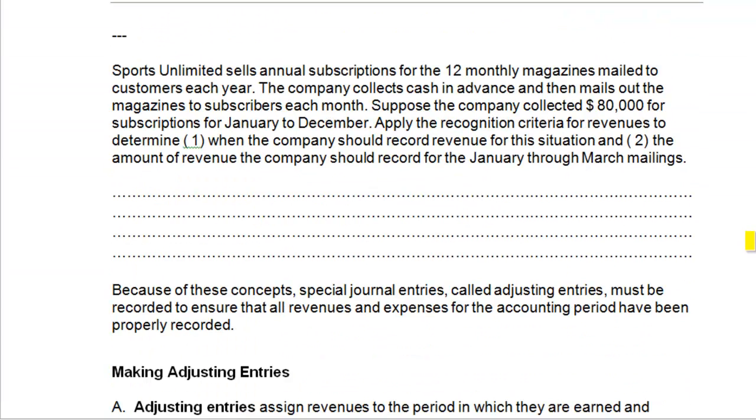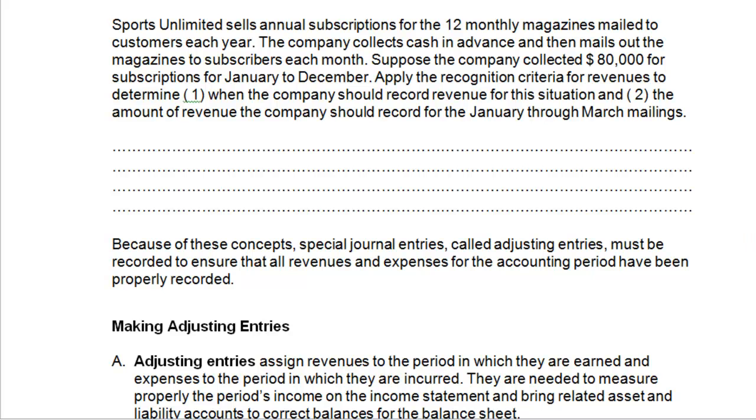So let's do a little example here. Sports Unlimited sells annual subscriptions for 12 months worth of magazines that they mail to customers each year. Company collects cash in advance, then mails out the magazines to subscribers. Suppose the company collected $80,000 for subscriptions for a calendar year. Apply the recognition criteria to determine, number one, when they should record the revenue, and two, the amount of revenue they should record for the January through March mailings.